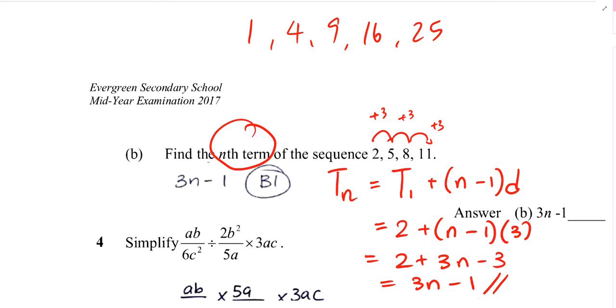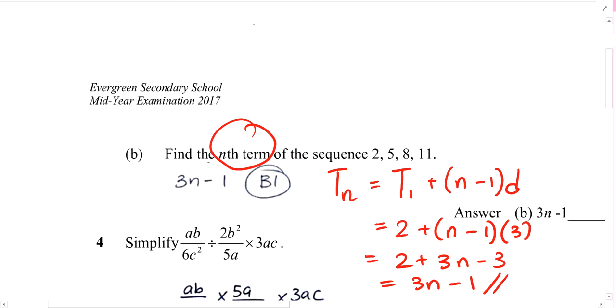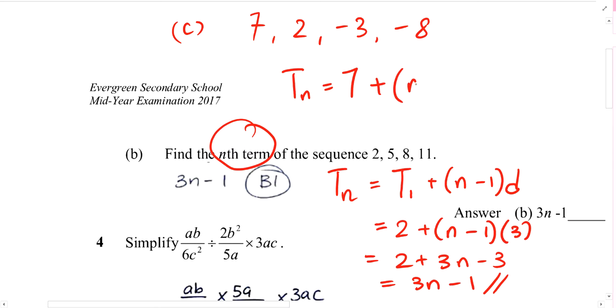Okay, so in your exams, maybe they will give you such a number sequence. Maybe it starts from 7, 2, -3, -8. Okay, this is my question to you, part C. What is the nth term of the sequence? What will you write first? What will you write as the nth term? Tn, good, equals to 7, which is my first term, and then plus n minus 1, and the bracket. What is the answer?